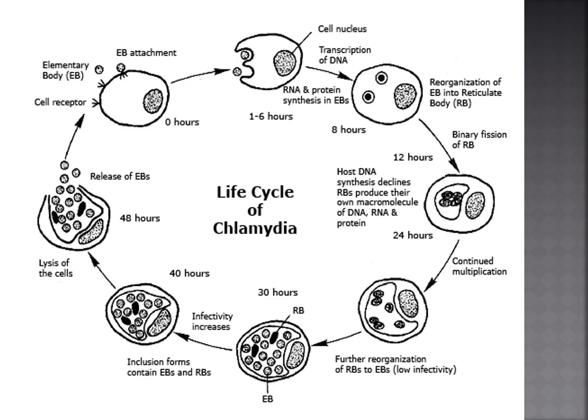Here we can see at the 0 hour, the elementary body attaches to a host cell. The host cell then phagocytizes the elementary body about 1 to 6 hours later. The elementary body matures inside of the phagosome at about 8 hours and becomes a reticulate body. The reticulate body divides by binary fission and condenses back to an elementary body at about 12 to 40 hours. The elementary body is then released about 48 hours later when the cell ruptures.